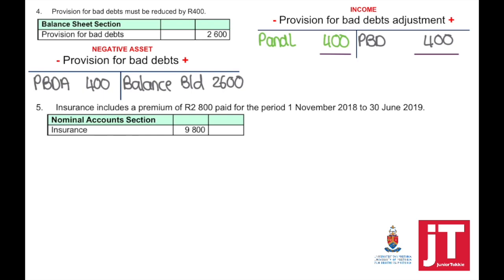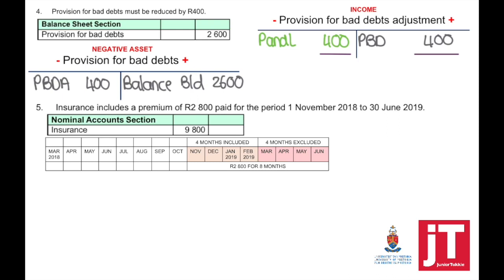Adjustment number 5, insurance includes a premium of 2,800 paid for the period 1 November 2018 to 30 June 2019. You should realize immediately your accounting period ends 28 February 2019. So this means this is a prepaid expense. But now you just need to be careful. Don't just assume that it's for 12 months. The 1st of November until 30 June is a total of 8 months. 4 months should be included, which means 4 months should be excluded.